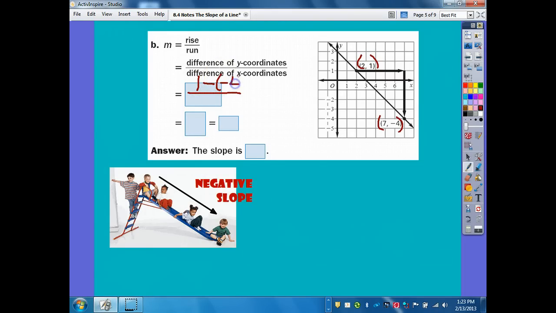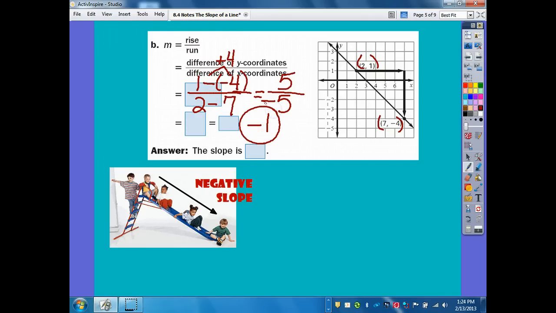Negative 4. Yeah, good job. A negative 4, so 1 minus a negative 4 all over 2 minus 7. Now let's simplify. This turns into a what? Positive. Plus 4. So now I have 1 plus 4, which is 5, over what's 2 minus 7? Negative 5. A negative 5. What does that simplify to? Negative 1. A negative 1, right?